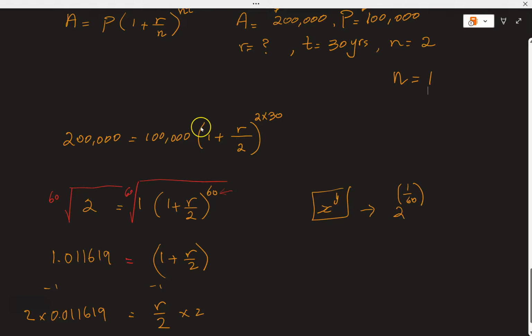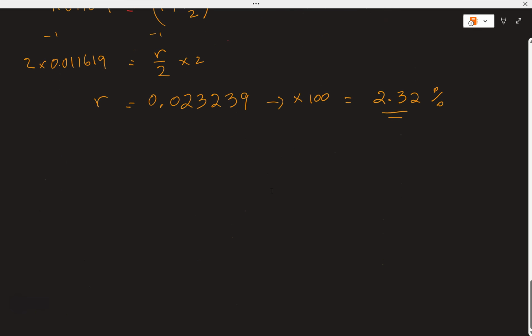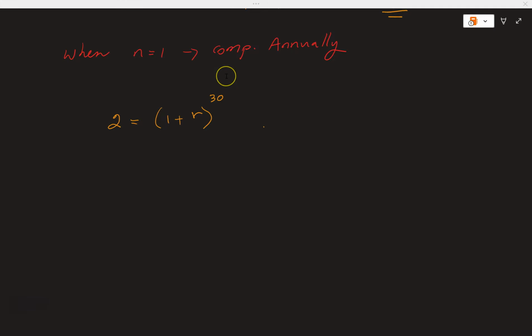And notice that everything will be the same, but instead of 2, you're just going to have 1. That means the exponent here is not going to be 60, it's just going to be 30, and then we're going to solve. Okay, let's do that. So when n is 1 and it's compounded annually, n, which is in a denominator, is just 1, and I just don't put that in there, and then the number of years just gets multiplied by 1, and that's not going to change anything.